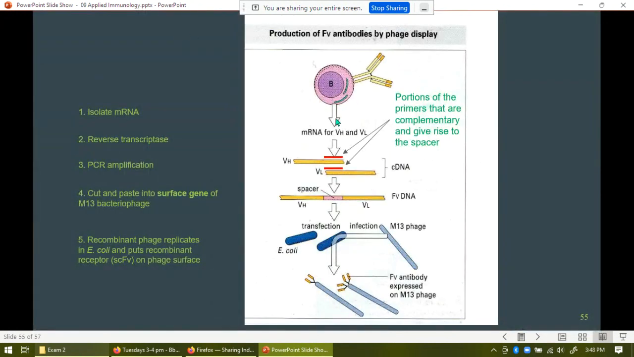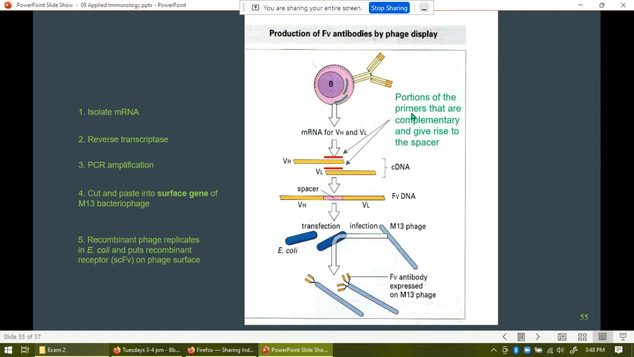Okay, so this is Sanders' slide on this. Step 1, isolate the mRNA from your cells of the mouse that you immunized. Step 2, use reverse transcriptase to turn the mRNA into cDNA, right, complementary DNA. And now you have variable regions for the heavy and light chain. And you're going to amplify only the variable regions for the heavy and light chain by PCR.